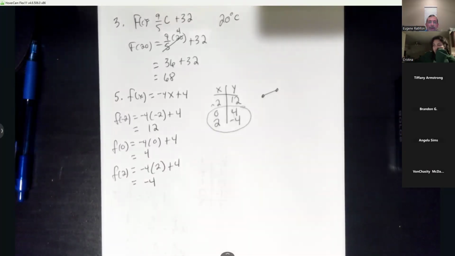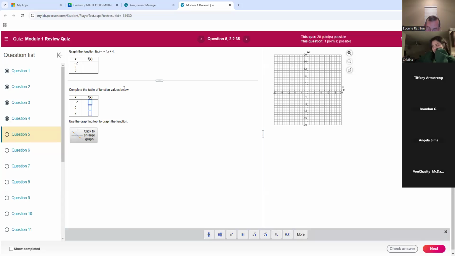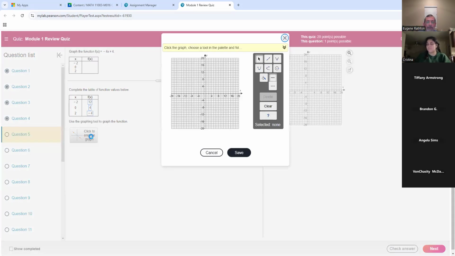Okay, so we go right over to our Math Lab to graph that. So click the graph. Oh, first you would have to put in all the numbers. So what was that? 12, y'all said. This one was, I think, 4. And then this one was a negative 4. So you got to put them in real quick, and then we'll click to enlarge graph.